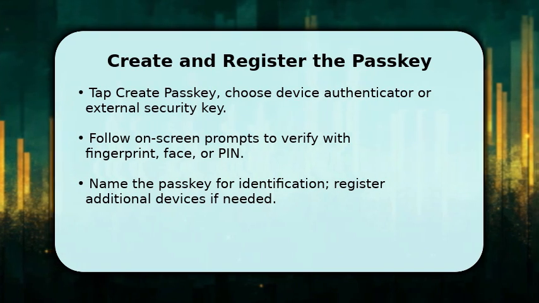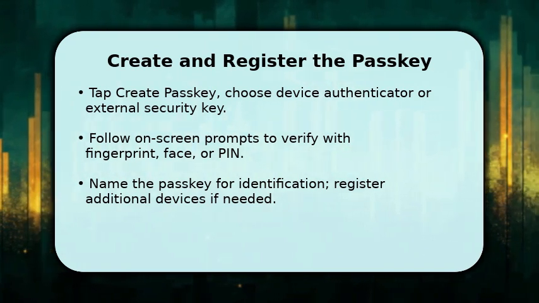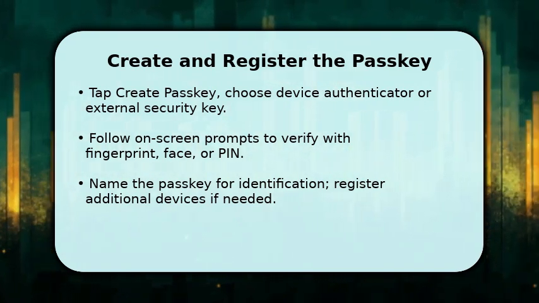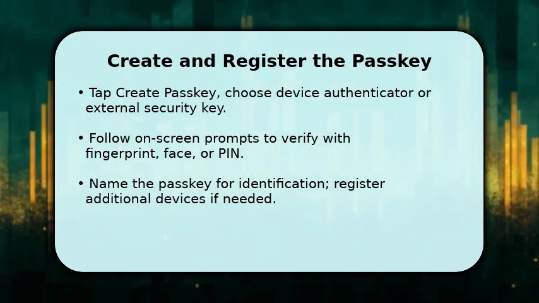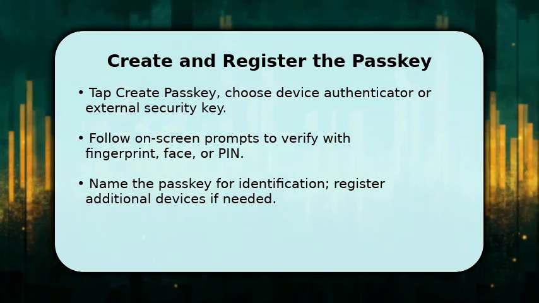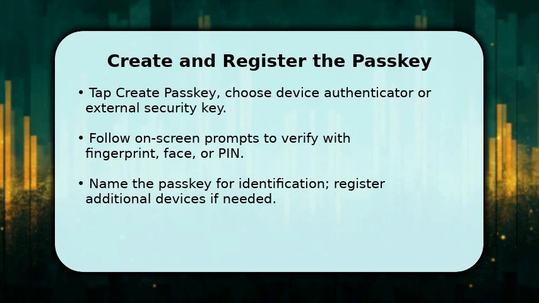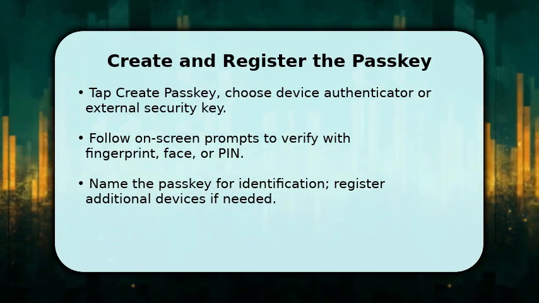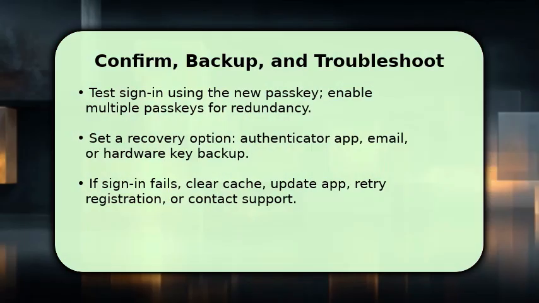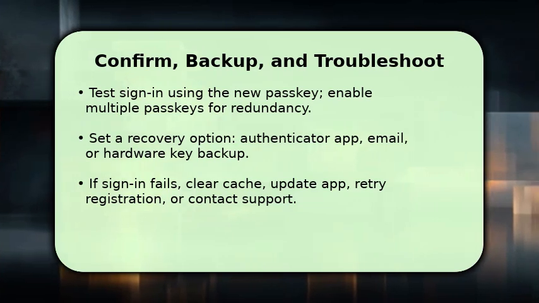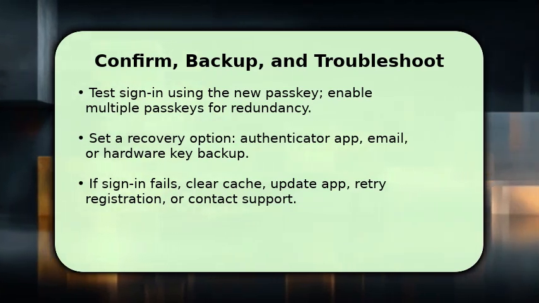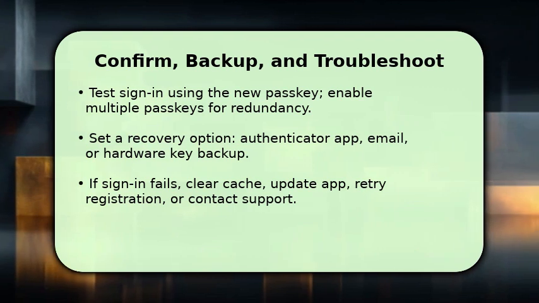Name the passkey clearly so you can differentiate devices later, for example, phone right thumb. Once the registration completes, Binance stores a public key and your device holds the private key. This is what lets you authenticate without a password. Finish by testing sign-in with the new passkey to confirm it works. This proves the key pair and registration are correct.